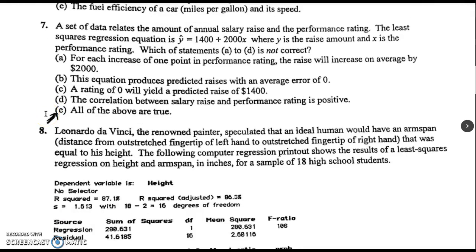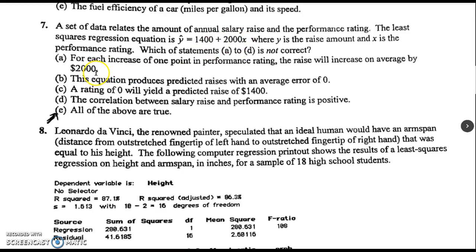Number 7, a set of data relates the amount of annual salary raise and the performance rating. The least squares regression equation is y hat equals 1400 plus 2000x, where y is the raise amount and x is the performance rating. Which of statements A to D is not correct? A says for each increase of 1 point in the performance rating, the raise will increase on average by $2,000. That's just the explanation of the slope.